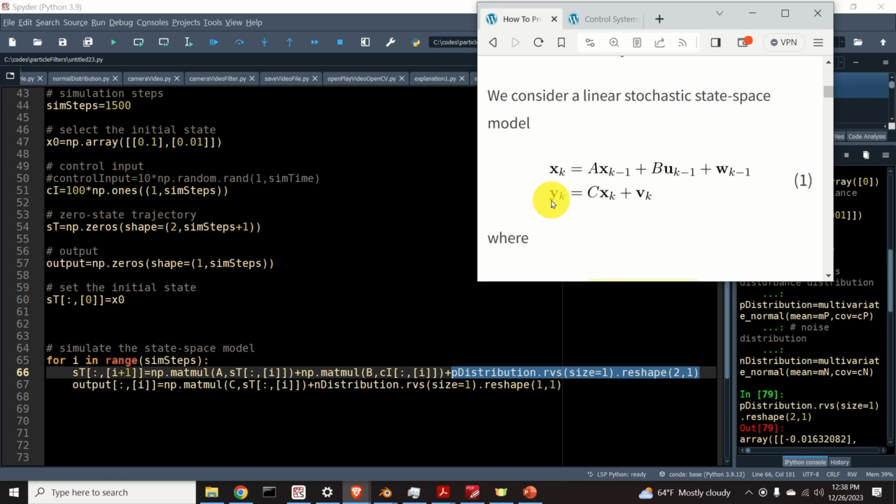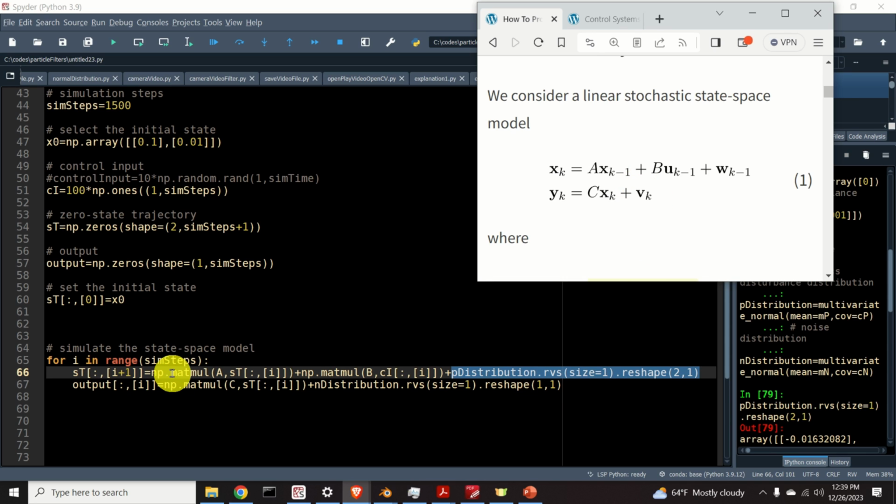The output equation is implemented in the same manner. yk over here corresponds to this part over here. This multiplication is actually C times xk, and over here we draw a sample of our output measurement noise. Simple as that.